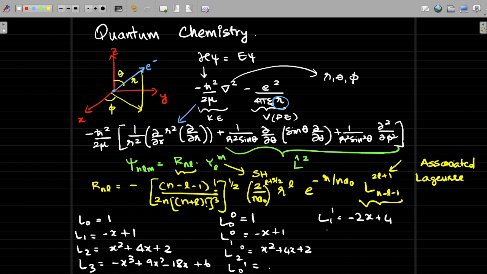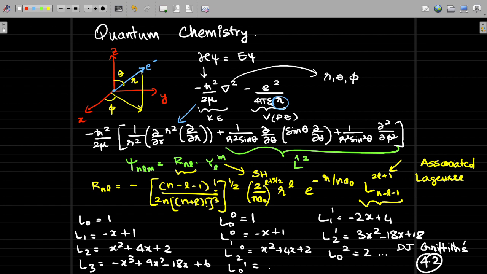We don't have to worry about any of this, as in this class we will be looking at how one can identify a given orbital just by looking at the functional form. Okay, L02 is 2 and so on. You can take a further look at the D. J. Griffiths textbook, and Griffiths textbook chapter section 4.2 will give you the further associated Laguerre polynomials.